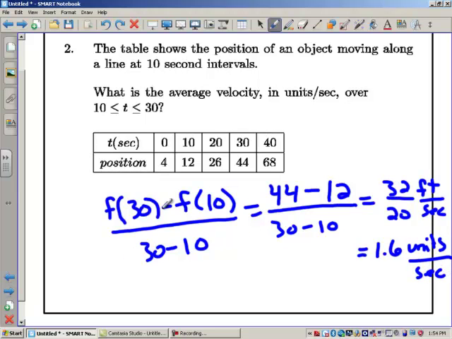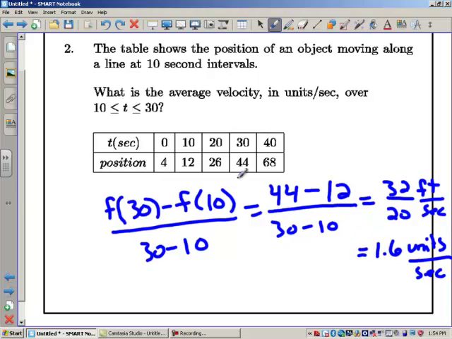So when you connect and you do a secant line graph on a position graph, the slope of that secant line represents an average velocity. So what does this mean? We were going forward. We were moving forward because we got a positive velocity at an average rate of 1.6 units per second. Now, were there other times in here where we were going faster than that?